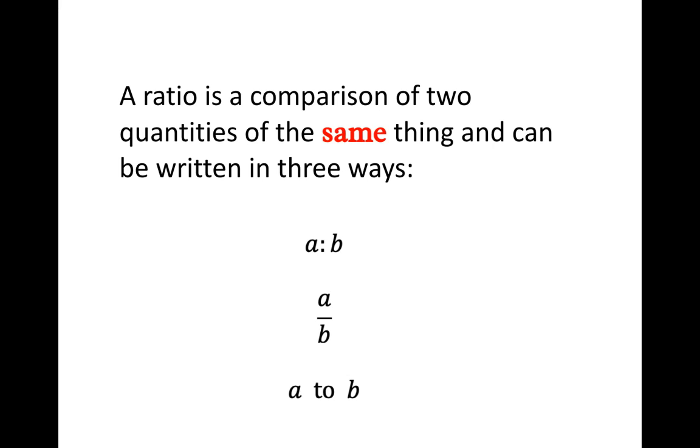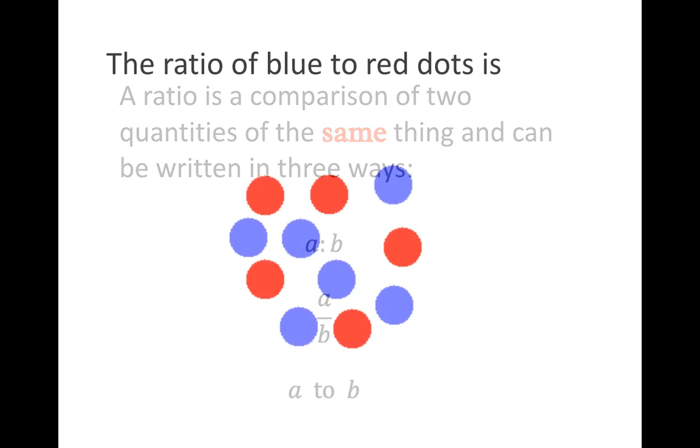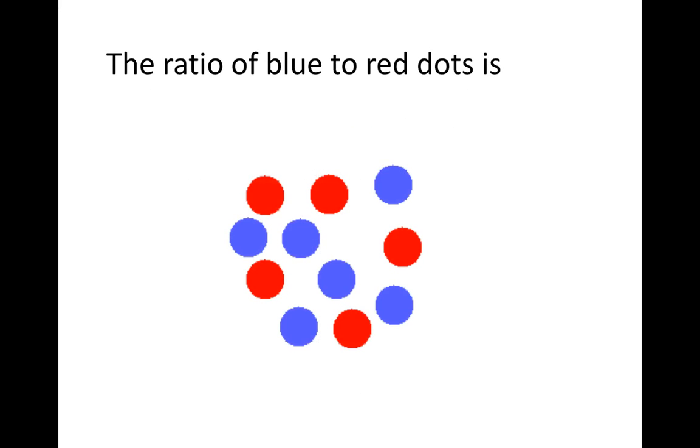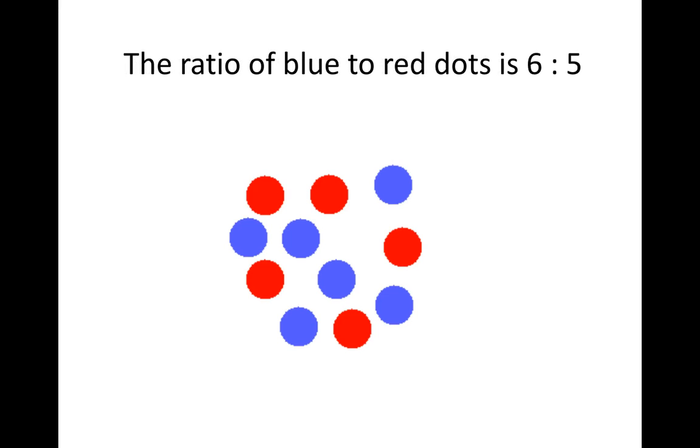And what we're doing is we're comparing two things that are the same. So in something like this diagram, if I said the ratio of blue dots to red dots is, what we would do is count the blue dots and count the red dots, and we'd come up with an answer like 6 to 5. There are 6 blue dots and there are 5 red dots. So that's what we call a ratio. I'm comparing something that is the same. They're dots, but they're different colors. And I'm showing what the ratio is of blue to red.